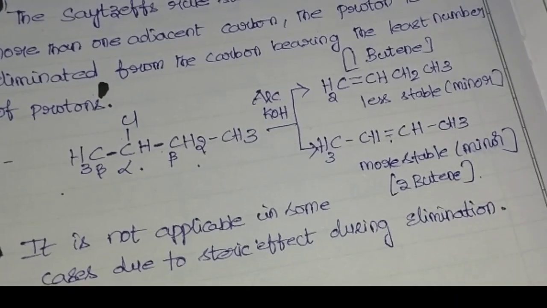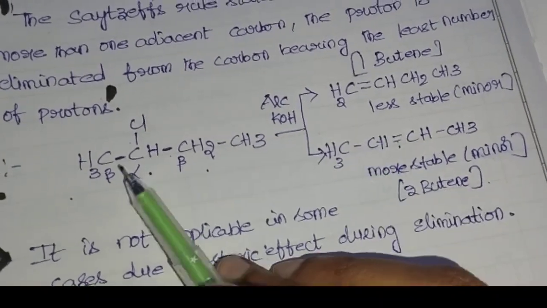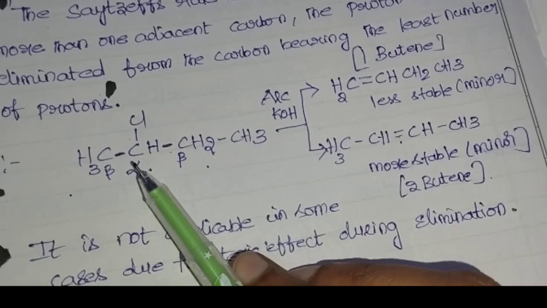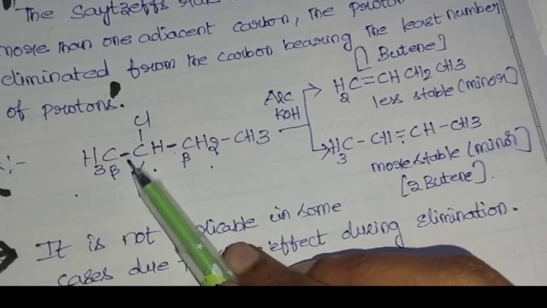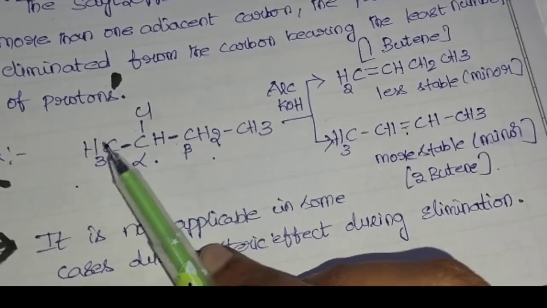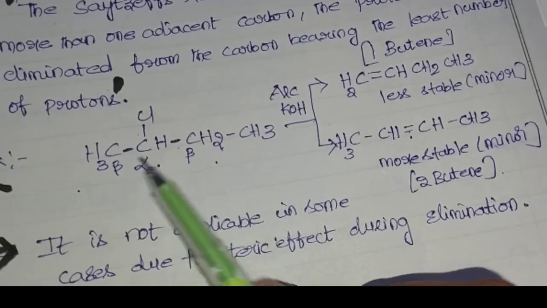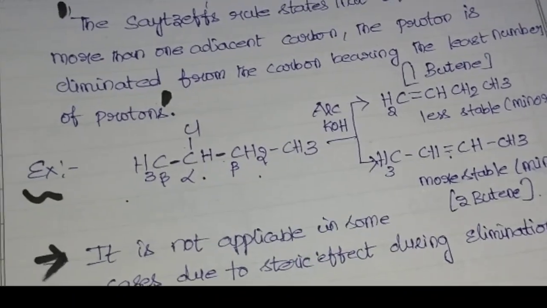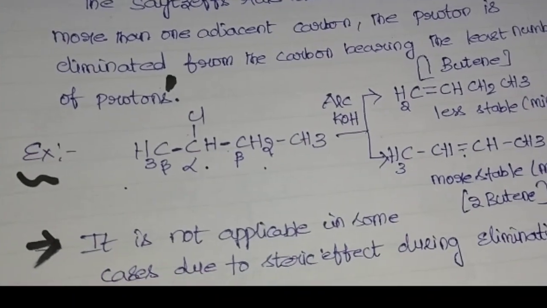And this one is 1-butene. Here it is formed because more carbons are there, and so it is a minor form. So we can say sometimes we can get them.